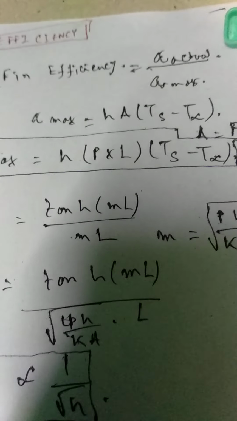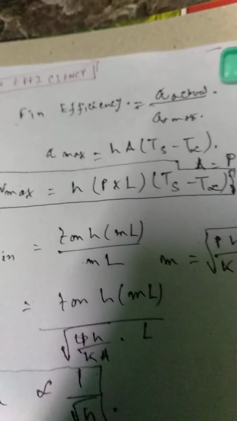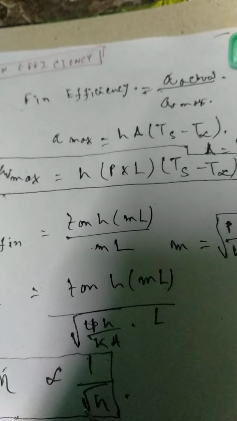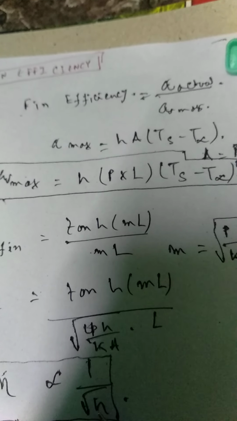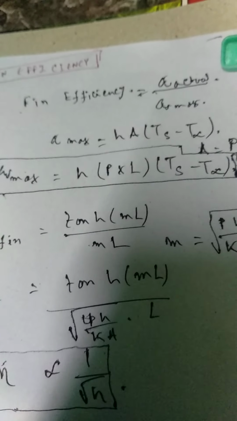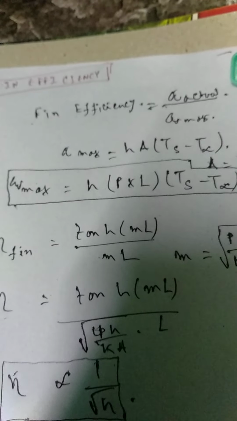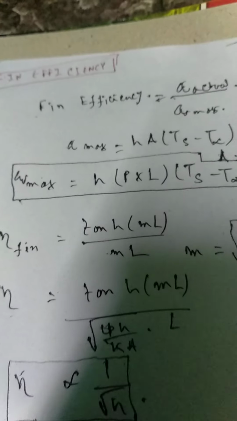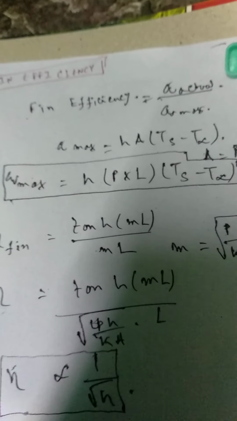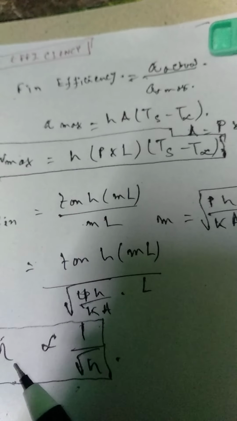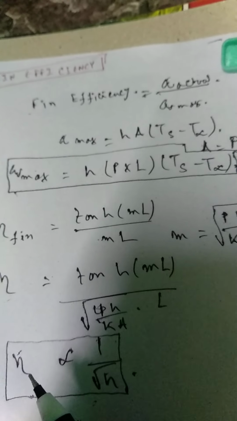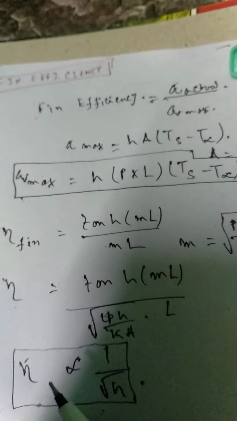Now if the value of h is high, the efficiency will be less. If the value of h is high, eta will be less, or the efficiency will be less.